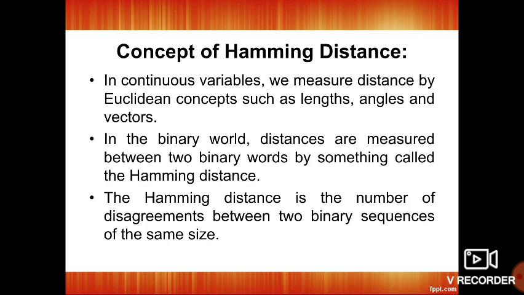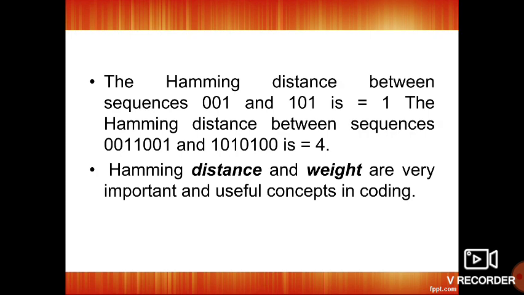We can calculate the distance as the Euclidean distance. Consider the Hamming distance between two sequences 001 and 101. How to calculate this? Let us check bit by bit. Let the first code word be a equal to 001, and the second code word be b equal to 101. Compare a and b. The first bit is 0 in a, and the first bit in b is 1. So 0 and 1, there is one variation.